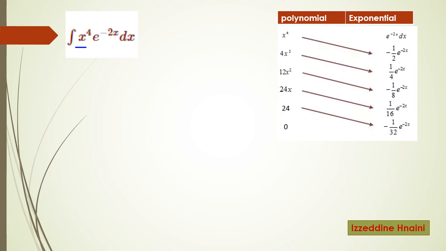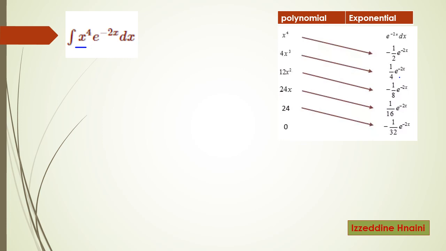The derivative of x power 4 is 4x cubed, then 12x squared, then 24x, then 24, then 0. Here to the right, the antiderivative of e power minus 2x has the form e power ax plus b, so it is 1 over a e power ax plus b. So minus half e power minus 2x. Also here, minus half e power minus 2x, and we have minus half, it is 1 over 4 e power minus 2x.